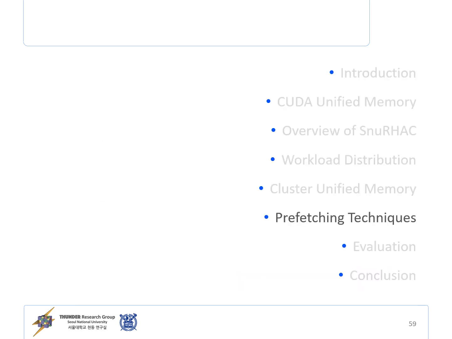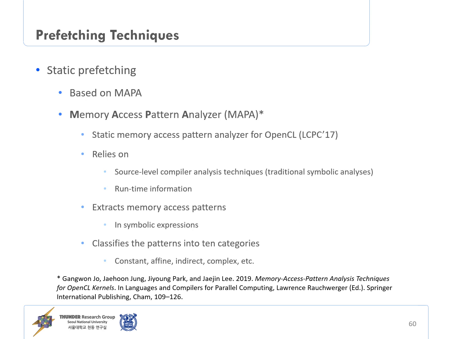As mentioned earlier, on-demand paging causes a lot of overhead. We exploit several prefetching techniques for the performance. To prefetch pages when a kernel executes, SnuRHAC needs to know the kernel's memory access patterns. Our static prefetching technique is based on MAPA. MAPA relies on both a source-level compiler analysis technique and runtime information. It extracts memory access patterns of a kernel in symbolic expressions and classifies the access patterns into 10 categories.